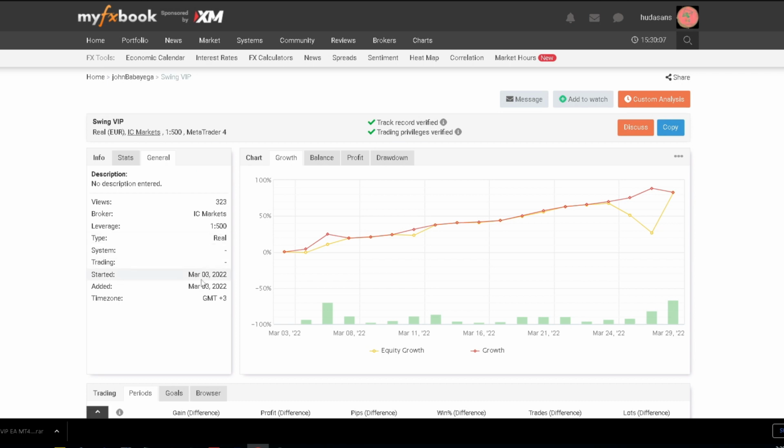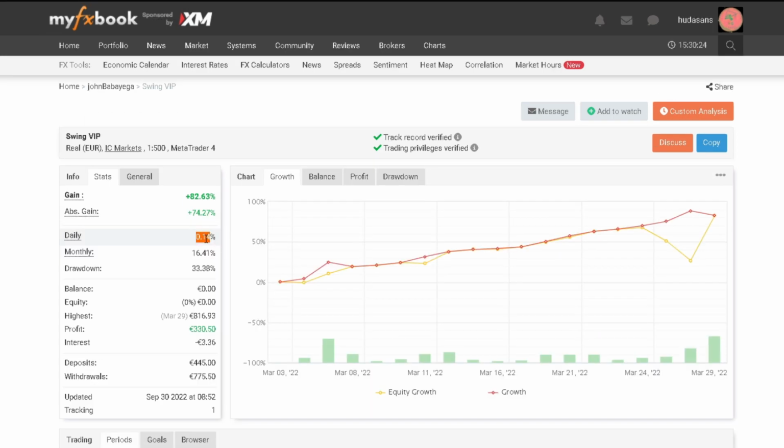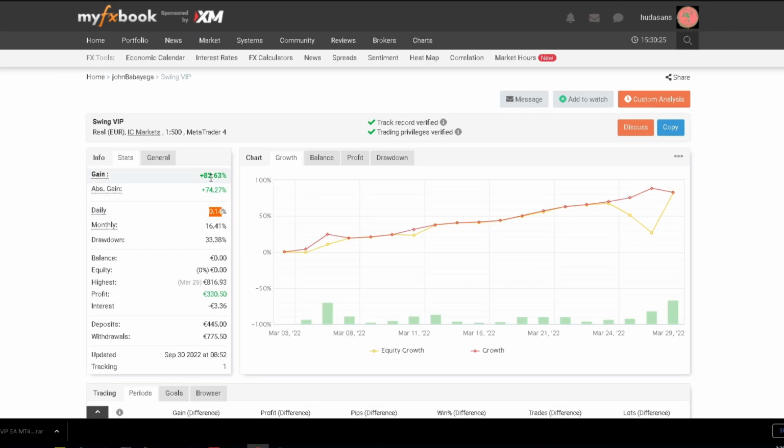The first is trading results with a profit of 82.63%. Trading starts from March 3, 2023 to March 29, 2023. The biggest drawdown that occurred was 33.38%. Estimated monthly profit of 16.41%. Estimated daily gain of 0.14%. And a total gain of 82.63%.